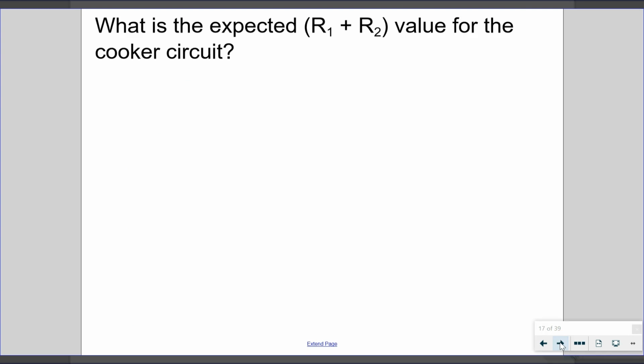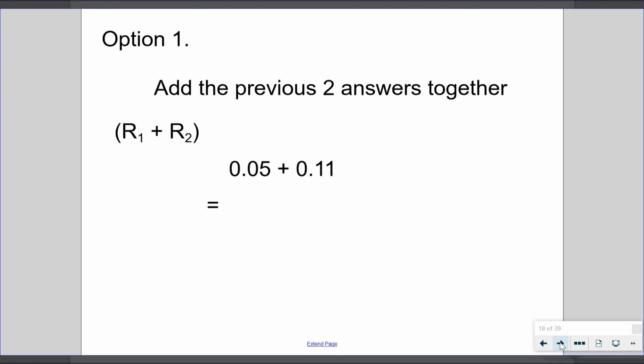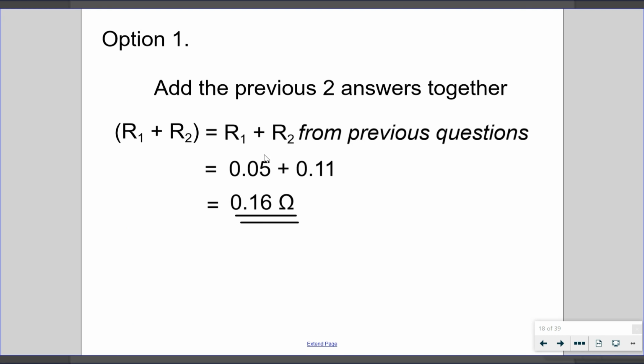A follow-up question from that might be, what's the expected R1 plus R2 value for this circuit? Well, option number 1, add your previous 2 answers together to get your R1 plus R2 value. Okay, so we take the 0.05 plus the 0.11. That's the R1 and R2 values from the previous questions. And that gives us a value of 0.16 ohms.